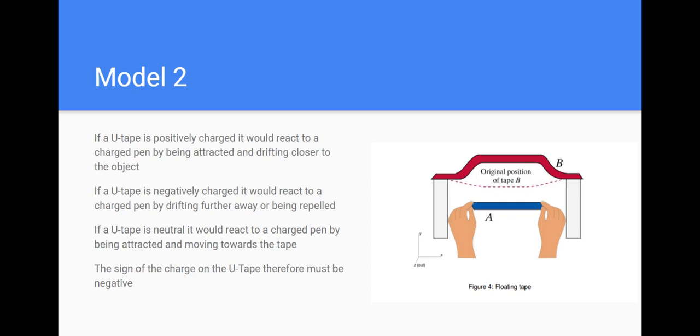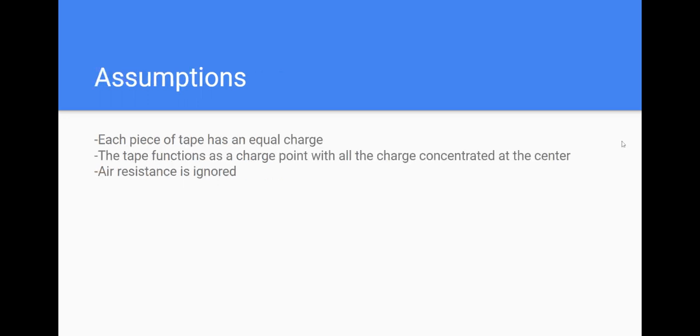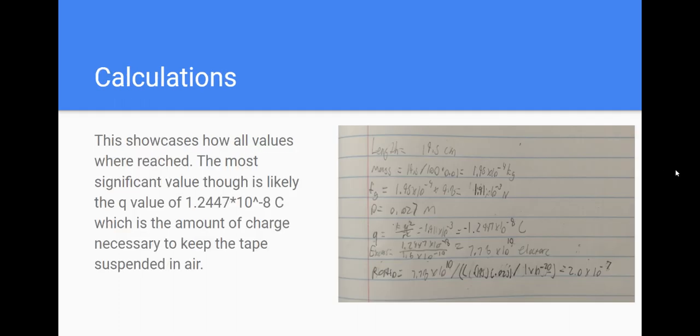And over here we have the experiment that we've used for all the calculations. Here we have the initial conditions, including length, mass, distance between the tape, gravity, as well as the electric constant. The assumptions are that each piece of tape has an equal charge, the tape functions as a point charge with all charge concentrated at the center, and that air resistance is to be ignored.